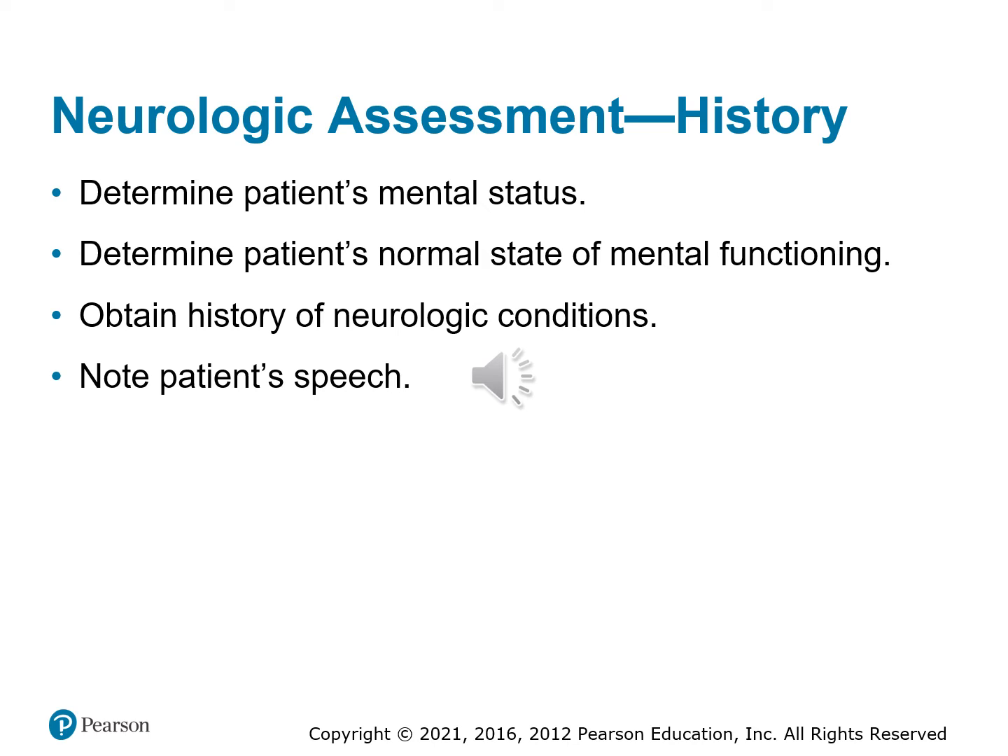Get a history of neurologic conditions if the patient has had a history of a stroke or an aneurysm. And note the patient's speech. Speech is typically clear and easy to understand. We know that if the patient is younger, maybe they're just developing speech. We know if someone is intoxicated with a substance, maybe they're slurring their speech, or they're not able to put sentences together very well. Look at how the patient is talking, and that will help to identify potential problems as well.